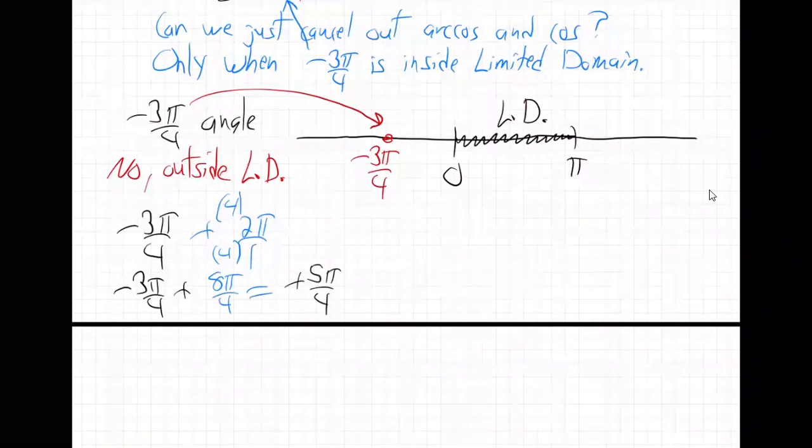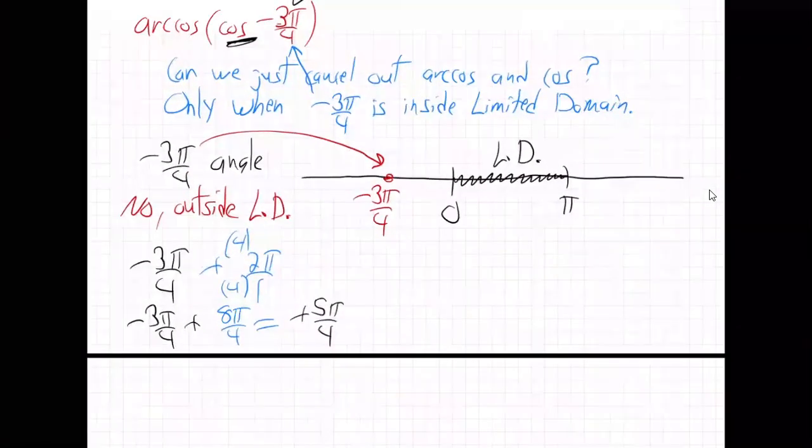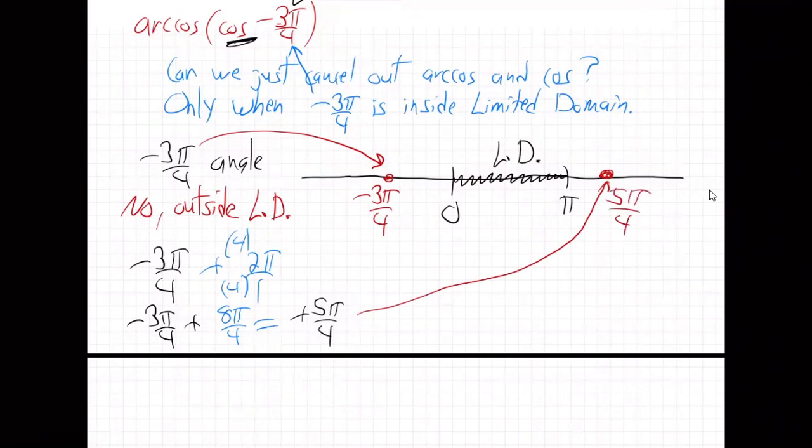Now where's that? Did that bring it back into the limited domain? No. You know what that did? That shot it just past the limited domain. 5 pi over 4 is, well, how do you know? Because this is 1 pi, which is the same as 4 pi over 4, right? 4 over 4 is 1. So 5 pi over 4 is more than 4 pi over 4, isn't it? So when we added 2 pi here, we jumped completely over the limited domain.